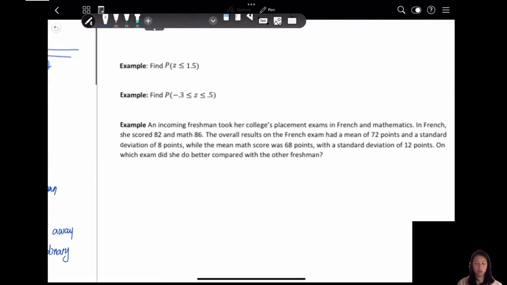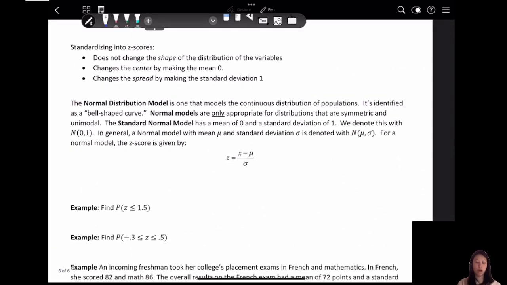Okay, now let's take a look. When we standardize into z-scores, there are some things we need to know. First, we don't change the shape of the distribution of the variable; it always looks like a bell-shaped curve. Second, it changes the center by making the mean 0. That means we're scaling them onto the same scale so they can be compared to each other. And third, it changes the spread by making the standard deviation 1. Again, that's just like scaling them onto the same level.